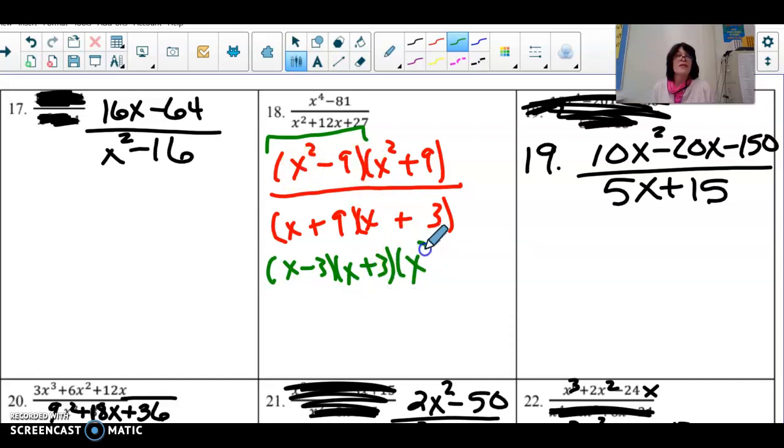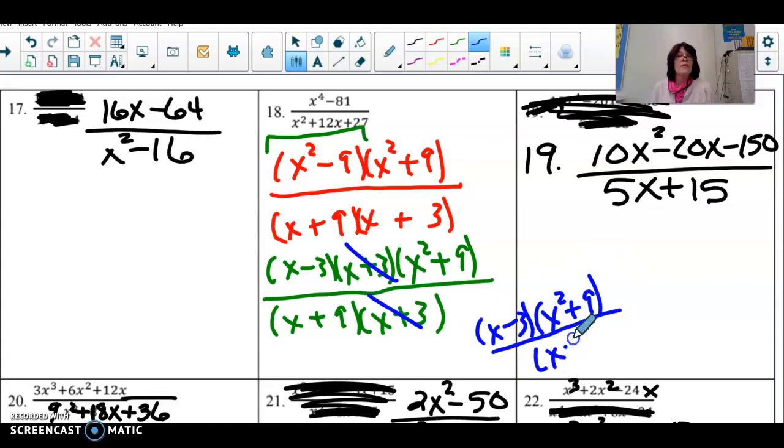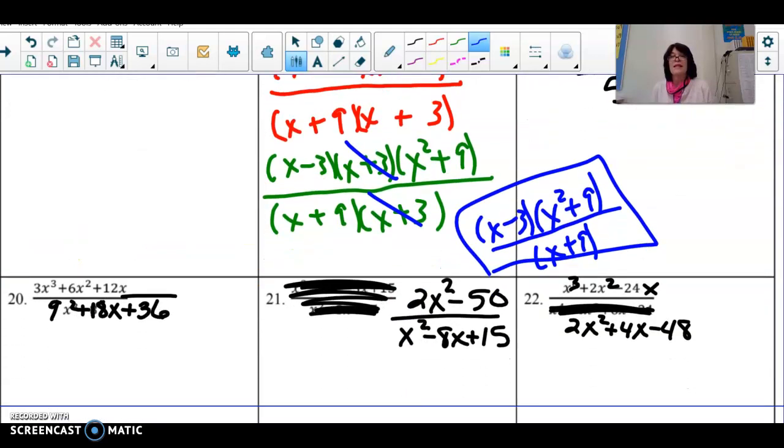Sometimes you get an extra difference of 2 squares. I can't do the sum of 2 squares. That doesn't factor. But now I can at least take out my x plus 3. My final answer is x minus 3 times x squared plus 9 all over x plus 9. And that's as far as you can go with that one. Okay, should be okay with 17 and 19.